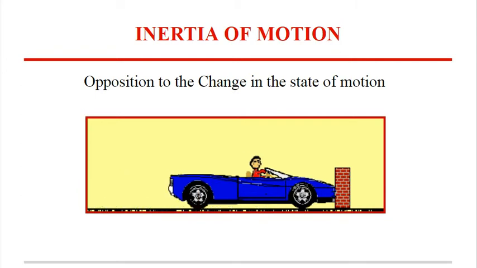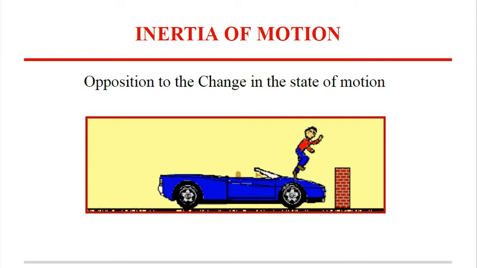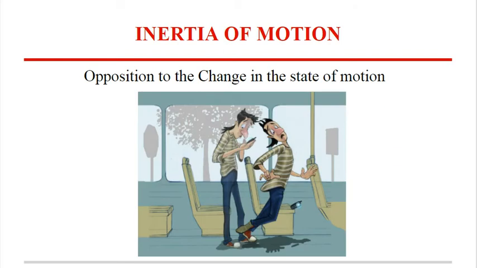This is what happens if you do not wear seat belts. The same example is if you are standing in a moving bus and the bus has suddenly stopped, you would fall forward. This is because your body would like to continue the state of motion.